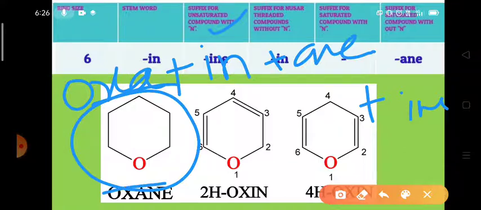Here the name is written in a wrong way. Actually it is oxinane. Simple, oxygen means water.